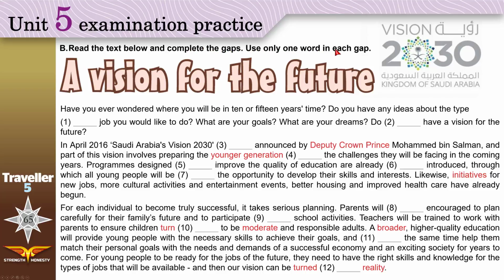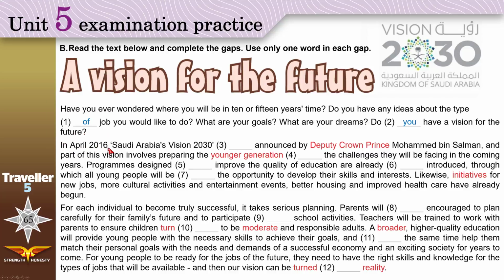Next, read the text below and complete the gaps. Use only one word in each gap. This word could be a verb, a noun, a preposition, any word. A vision for the future. A vision means ideas for how things should be in the future. Ideas for things in the future. Have you ever wondered, asked yourself, where you will be in 10 or 15 years' time? Do you have any ideas about the type of job you would like to do? What are your goals? What are your dreams? Do you have a vision for the future?